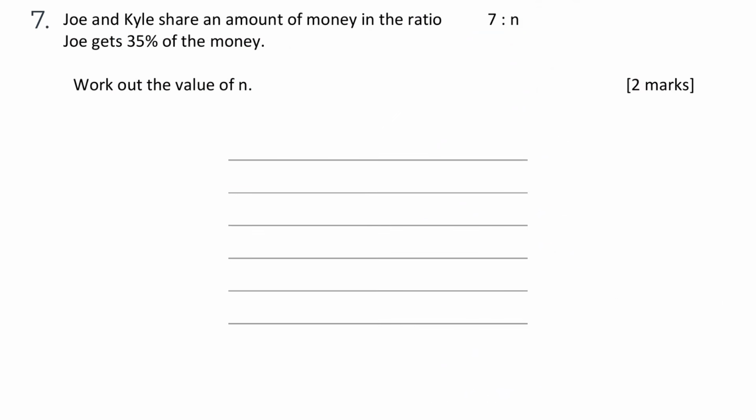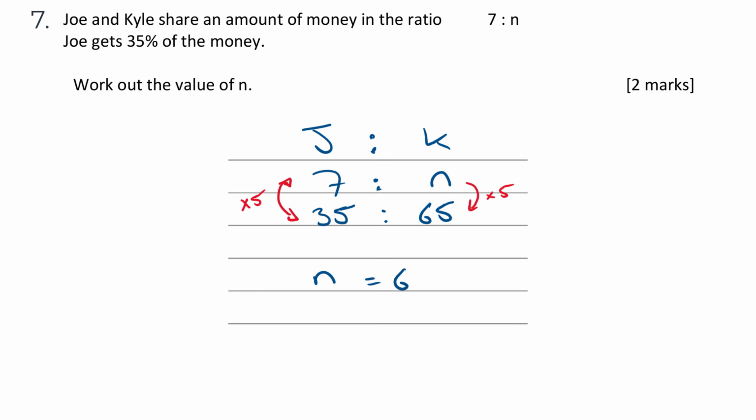Okay. Joe and Kyle share an amount of money in the ratio 7 to n. Joe gets 35% of the money. Work out the value of n. Okay. So we know that Joe to Kyle is in the ratio of 7 to n. Now, Joe gets 35% of the money. So what percentage would be left then for Kyle? Kyle's going to get the rest then, isn't he? So if I've got 100% and I let Joe have 35% of it, then Kyle is going to get 65% of it. Okay? Can you see that the relationship between these two numbers, that's 5 times bigger, isn't it? Okay? So then n, if I multiply 7 by 5, I'm going to get 35, and n multiplied by 5 gives me 65. In other words, n then must be 65 divided by 5. 65 divided by 5 is 13, so n is 13.